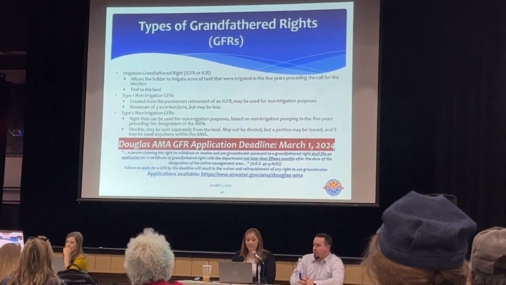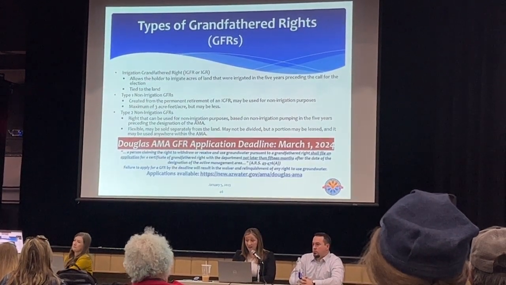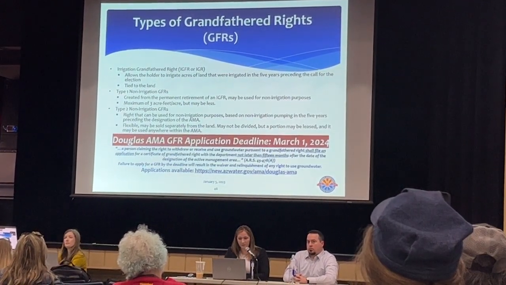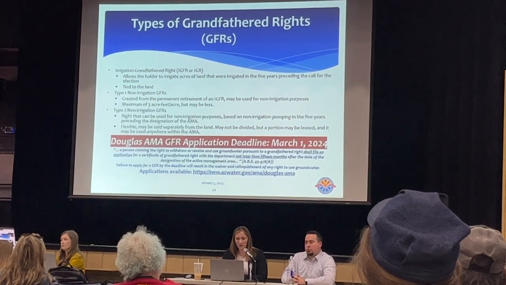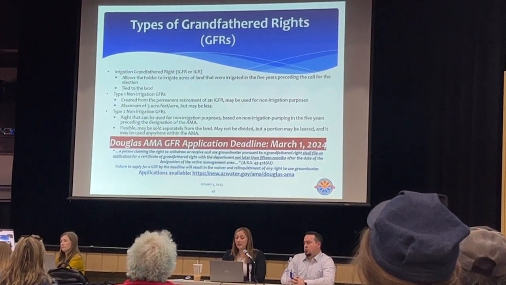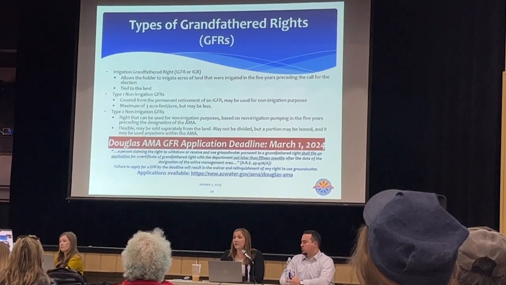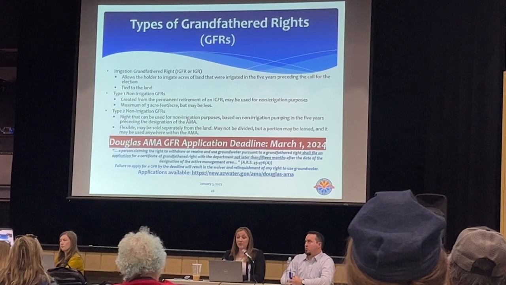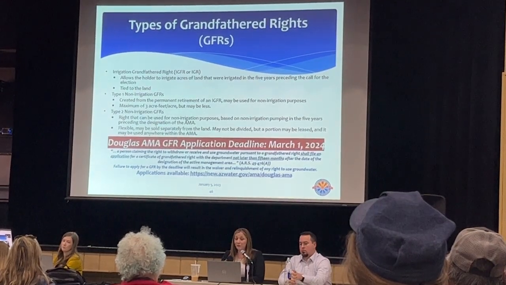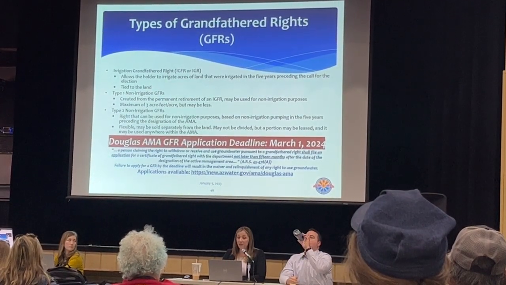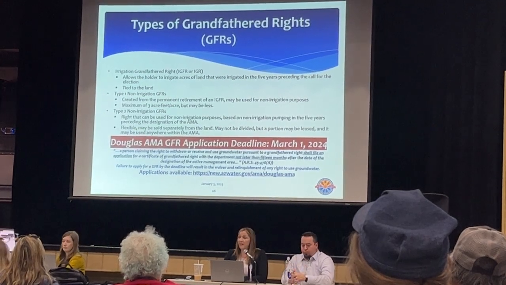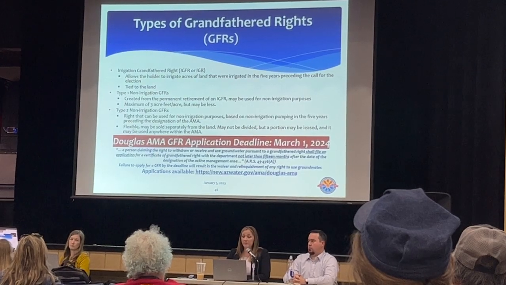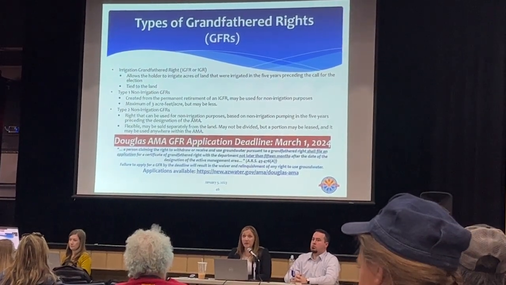And again, emphasizing that deadline, March 1st, 2024. Let me just make sure I'm not missing anything here. Good. It is important to note that none of these grandfathered rights are issued automatically. And like I said earlier, a person claiming the right to use groundwater must file an application for that right within 15 months after the designation of the AMA, which was December 1st, 2022. So that deadline is March 1st, 2024.